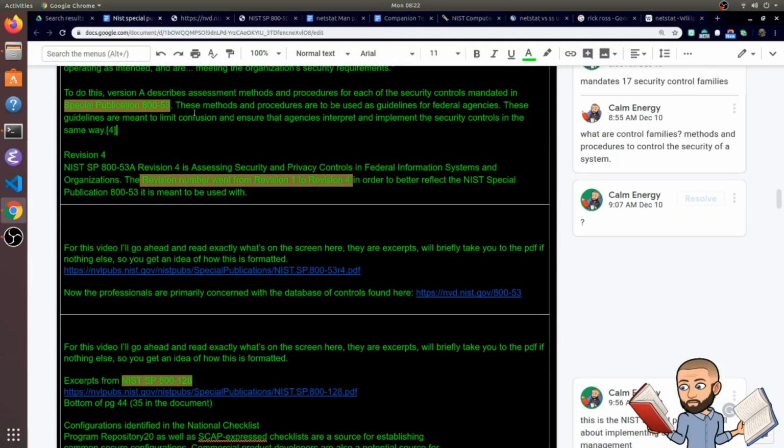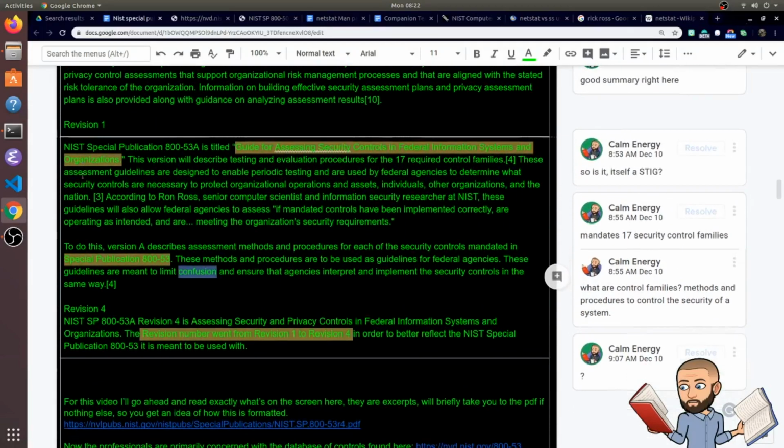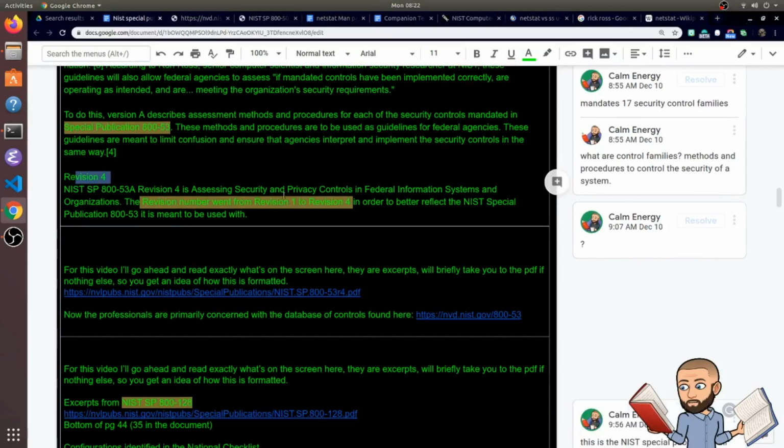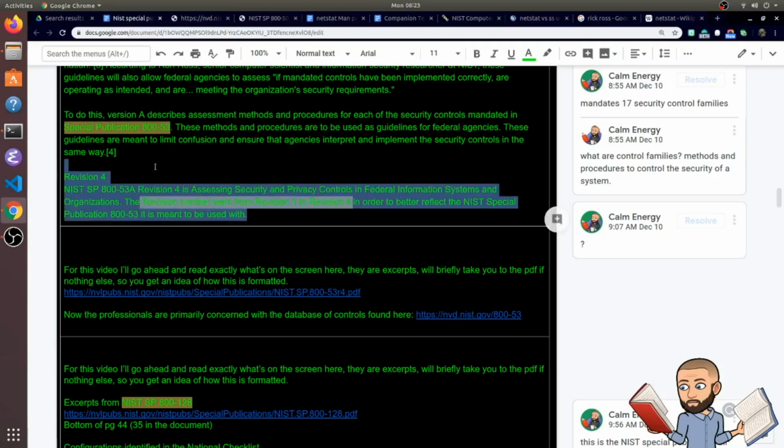These guidelines are meant to limit confusion and ensure that agencies interpret and implement the security controls in the same way. And speaking of confusion, now that we've read about revision 1, they skip, at least in the Wikipedia article, to revision 4, saying they wanted to do this in order to better reflect NIST Special Publication 800-53, because that's what it's meant to be used with. So though it's reasonable, still kind of strange.